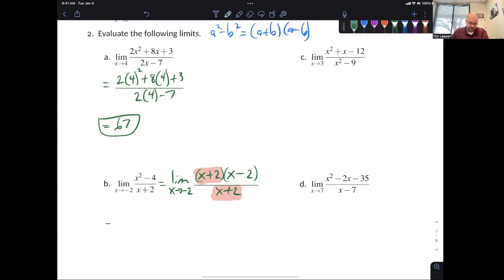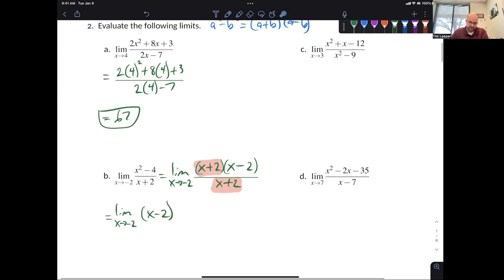And what that does is it creates, this is asking for the limit as x approaches -2 of x minus 2. And notice there is no denominator. So now I can go ahead and plug in -2 into here. When I do that, that gives me -2 minus 2, which is, of course, -4.